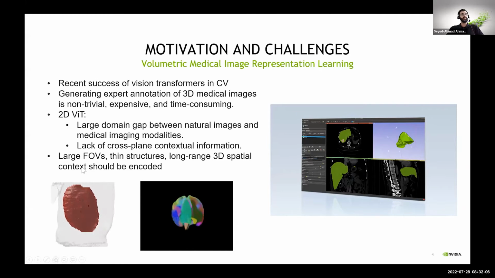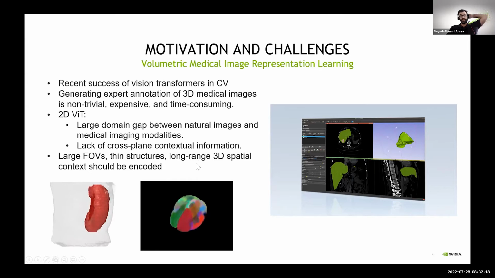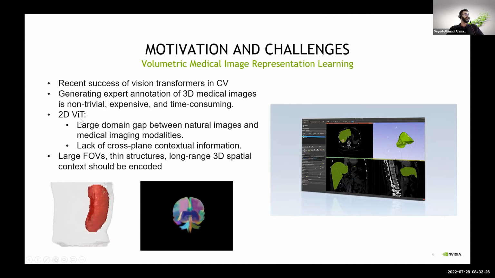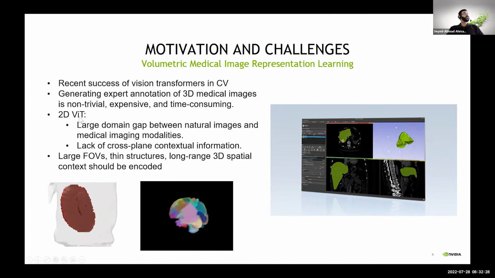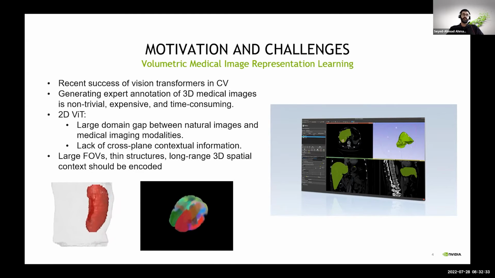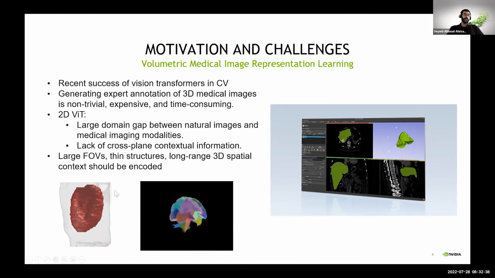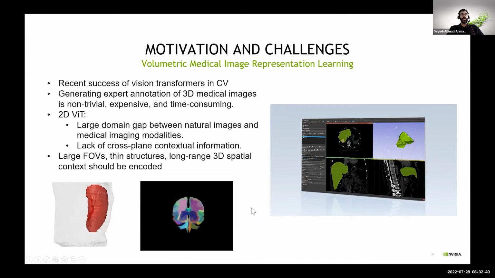Another challenge in medical imaging is that we have these very large volumes, but potentially very small structures somewhere in the 3D volume. And we also have partially long-range 3D spatial context, which should somehow be encoded by these vision encoders. Vision encoders in computer vision are often used for classification, where you can encode the 3D spatial context over a large field of view, but you don't need to recover fine structures for segmentation. So there are certain challenges.